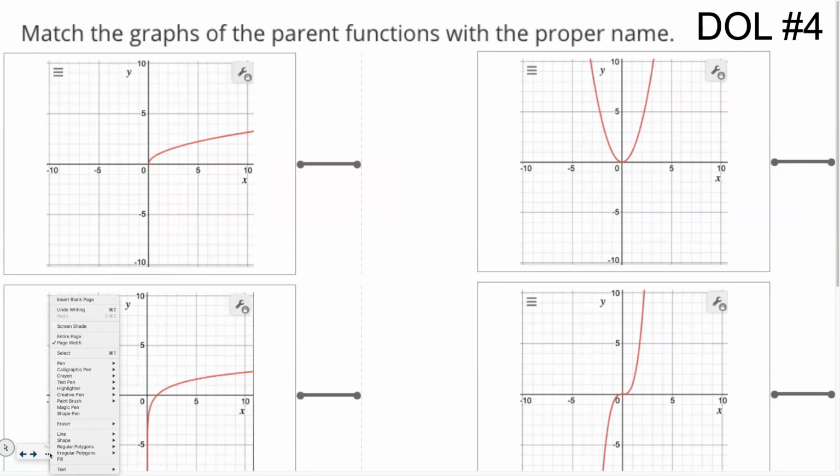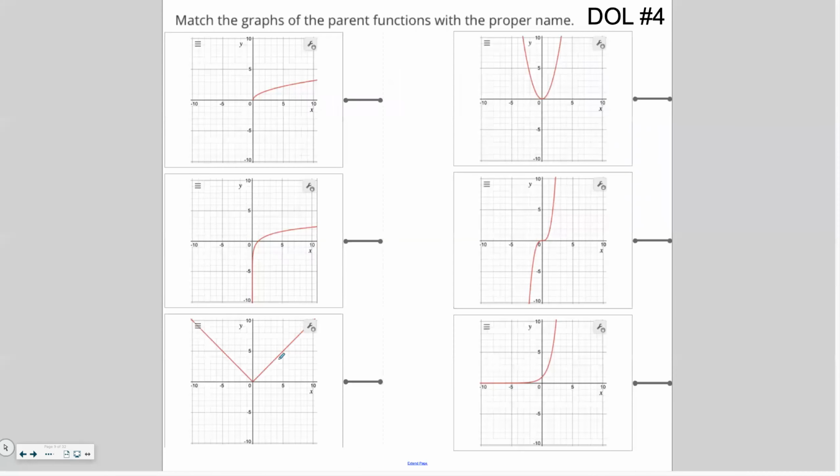DOL number 4. I want you, whoops, pressing the wrong button. Here it is. There are 6 graphs here. I want you to name them. I will write out the options. So the options are, one of these graphs is a quadratic graph. One of these is a quadratic function. One of them is a cubic function. Another is an absolute value.